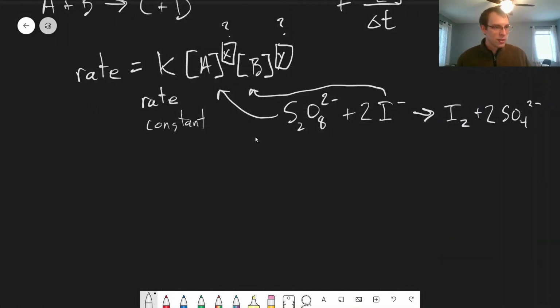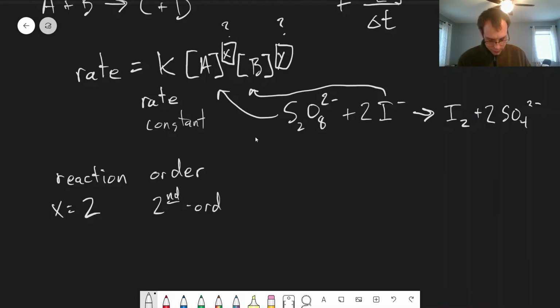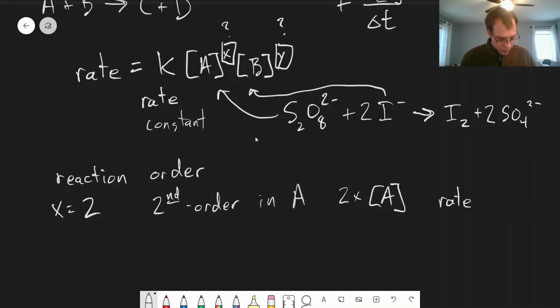So the reaction order is related to these exponents. For example, if X was equal to 2, that would mean that our reaction is what we call second order in A, meaning that the concentration of A matters to the power of 2. So if we have double the concentration of A in our reaction, the rate will increase 4 times, because we have 2 squared.